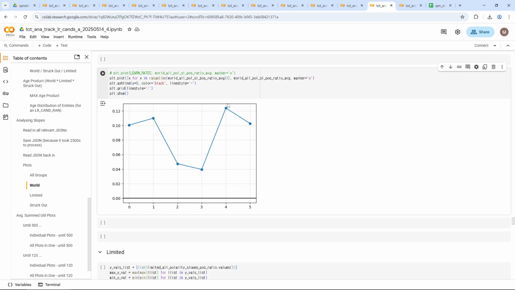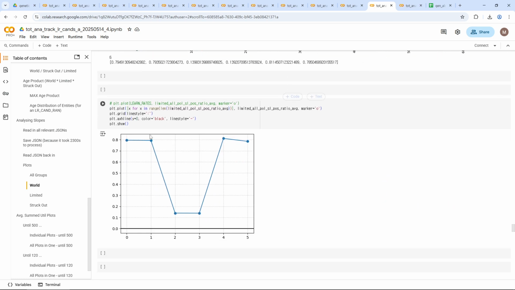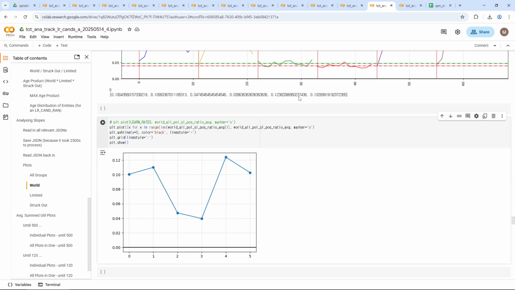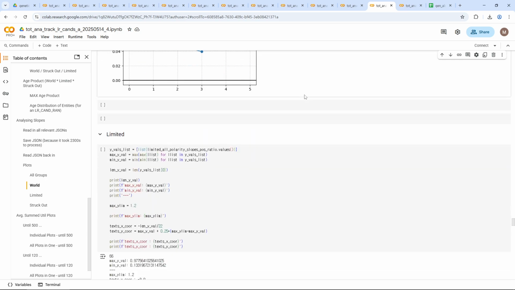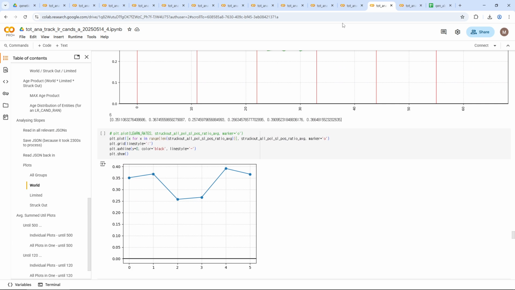However, when the candidate method is normal, follows the normal distribution, this is what it looks like. It goes back to looking like a bull again. For the limited entities, same. I wonder why. Okay. And for the struck out entities, that's almost the same.